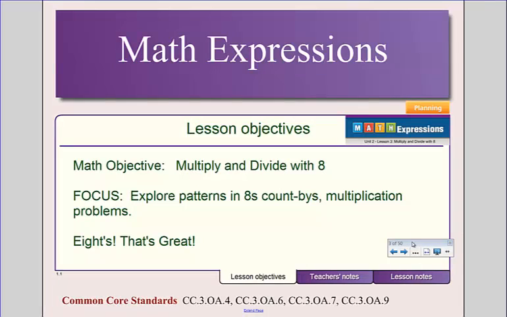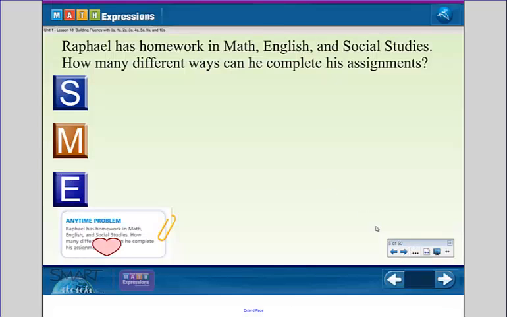Okay, our lesson objective today, 8s, that's great. We're going to learn the patterns that help us count by and multiply problems and divide with 8s. So let's get started with this as a warm-up.